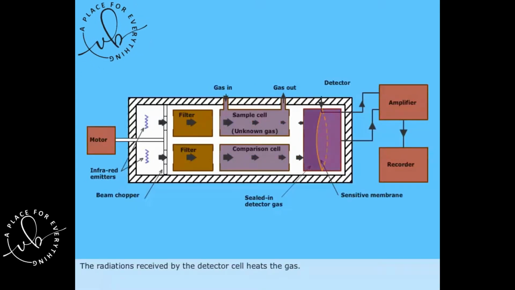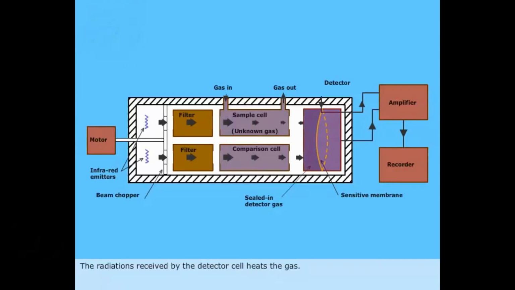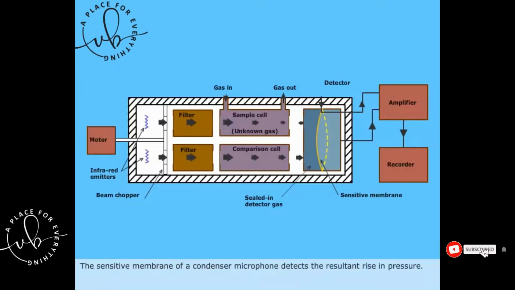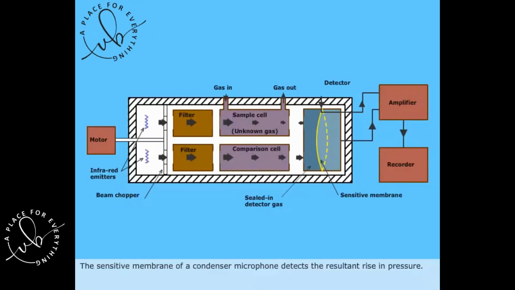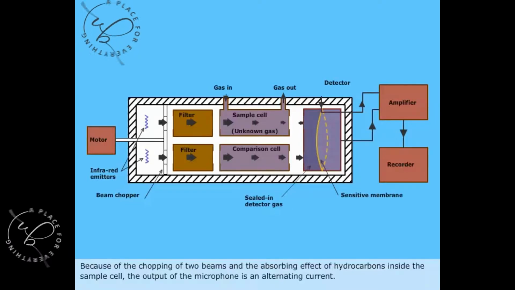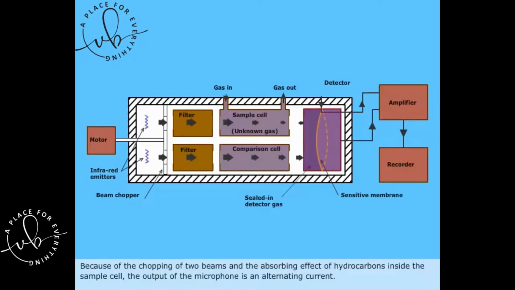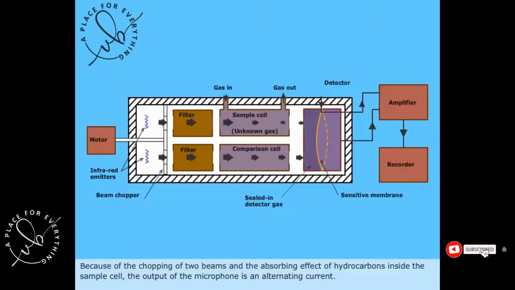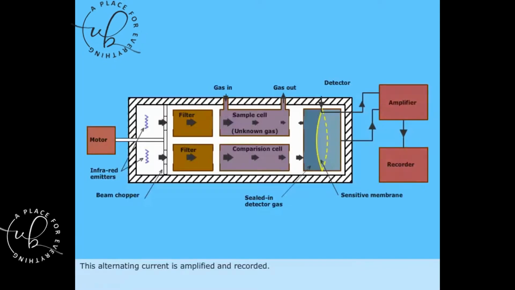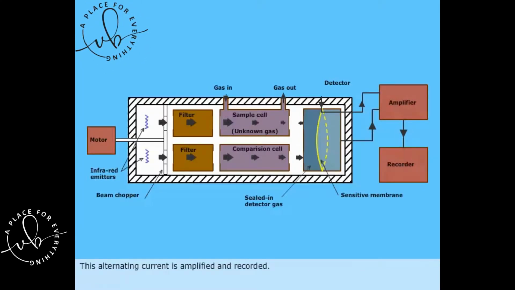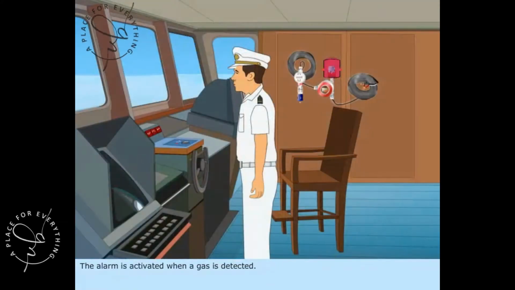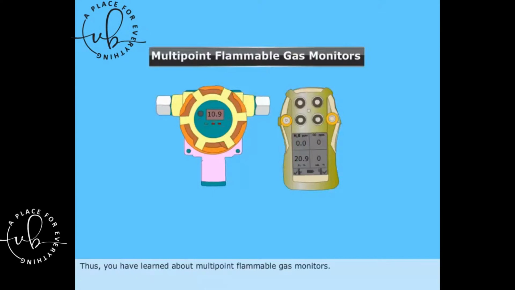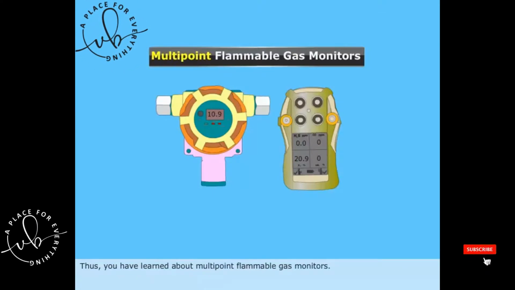The radiation received by the detector cell heats the gas. The sensitive membrane of a condenser microphone detects the resultant rise in pressure. Because of the chopping of two beams and the absorbing effect of hydrocarbons inside the sample cell, the output of the microphone is an alternating current. This alternating current is amplified and recorded. The alarm is activated when a gas is detected. Thus, you have learned about multi-point flammable gas monitors.